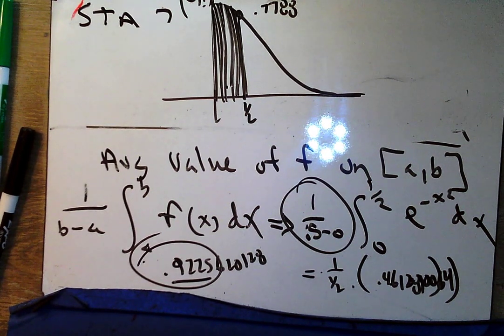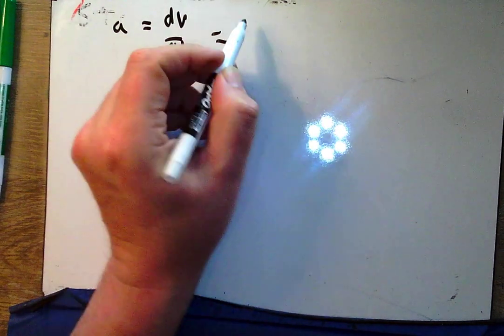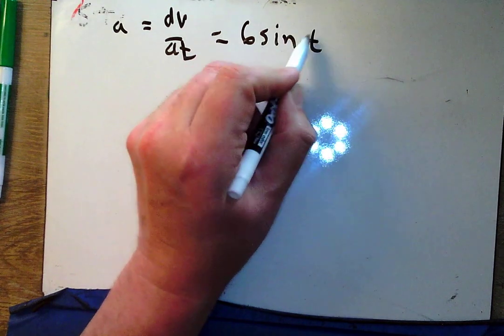Okay, so there's station 7. Copy that and paste it here. Station 8. Station 8 says find the displacement and the distance traveled by the happy flying pig. Ooh, I have a happy flying pig. If its acceleration is given by a of t. Well, isn't that interesting? They tell me that a of t, and we remember that that's the same as dv dt, equals 6 sine t.